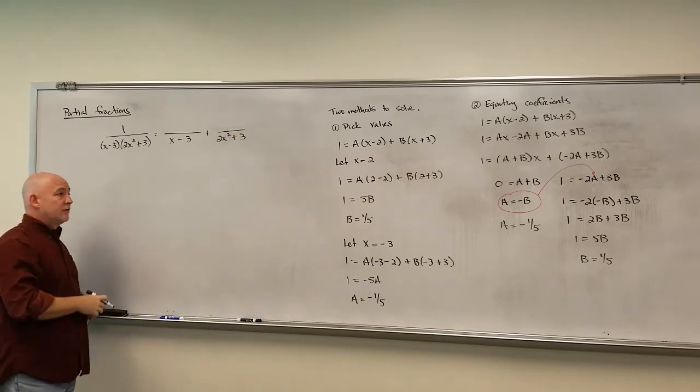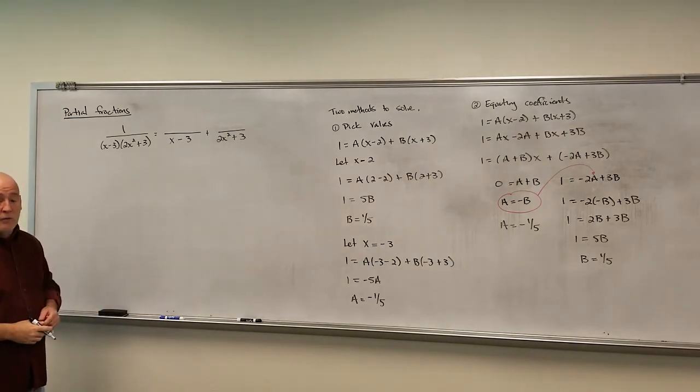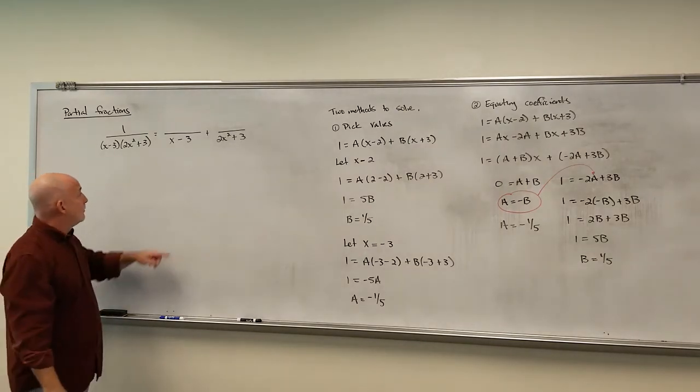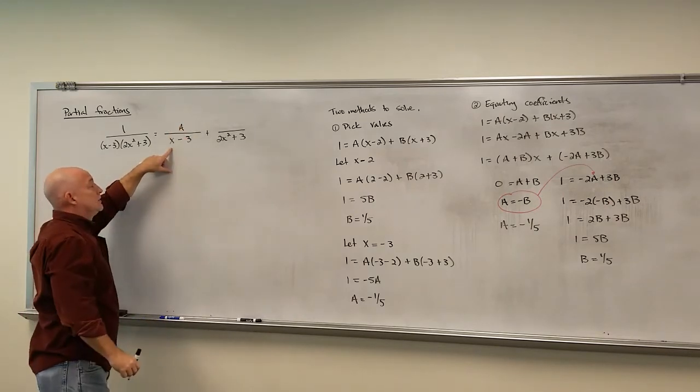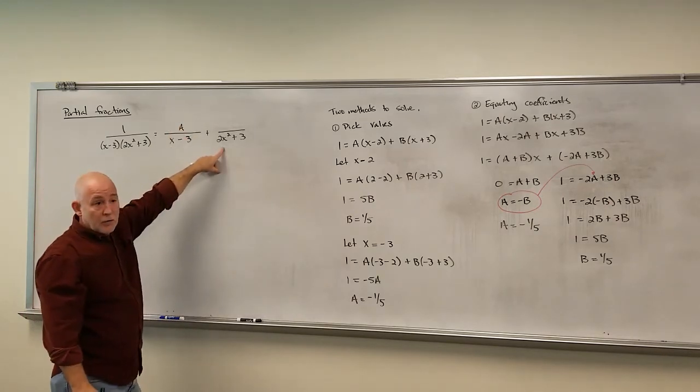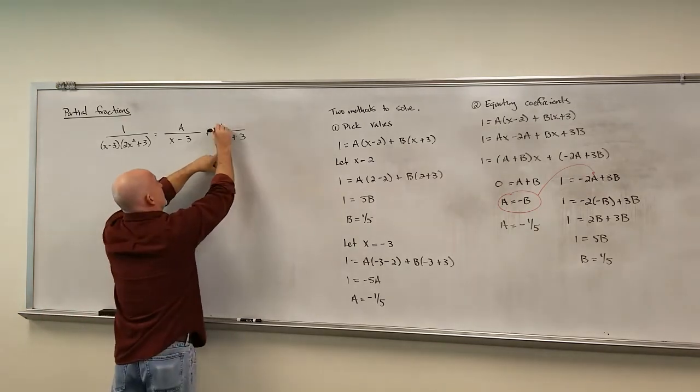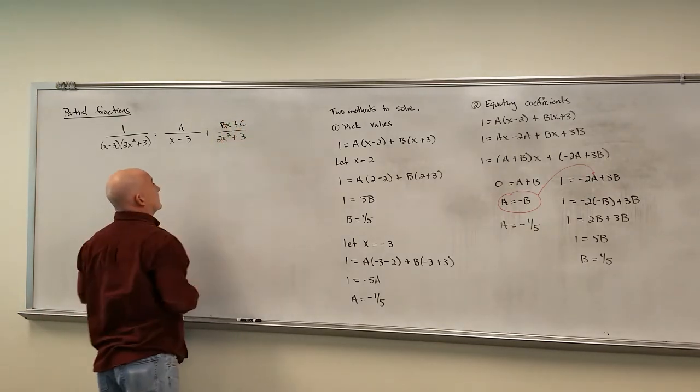All right, what goes on the top? Remember, it's a generic polynomial 1 degree less than what's in the bottom. In this denominator, that's linear, so 1 degree less is just a constant, a. This is a quadratic, so 1 degree less would be linear, so that would be bx plus c.